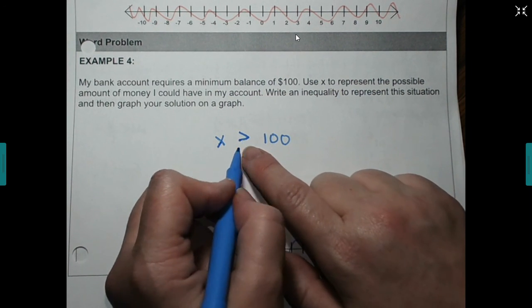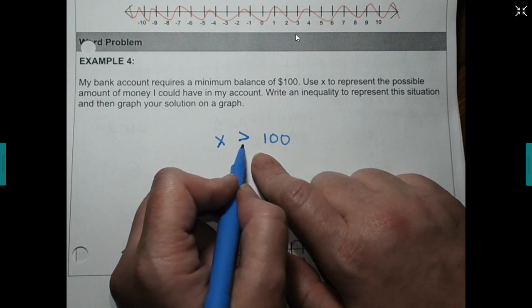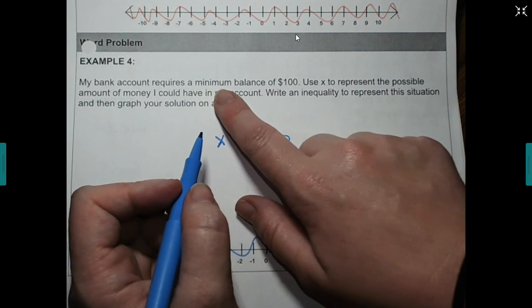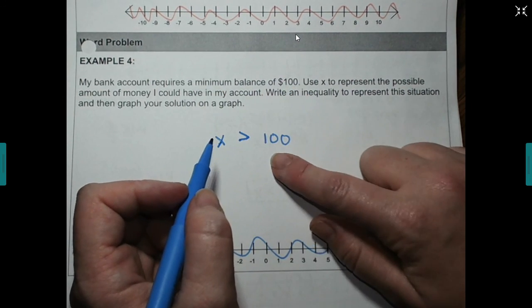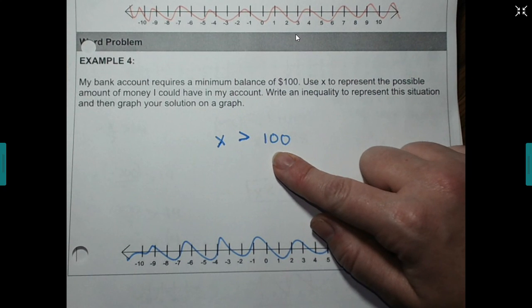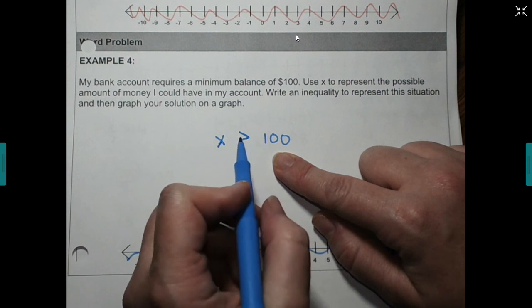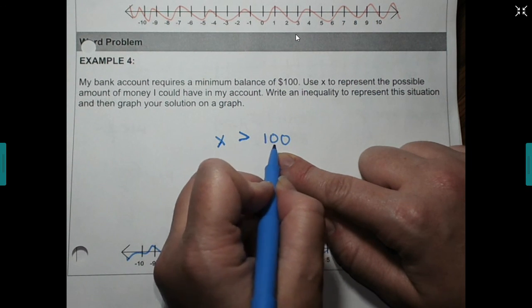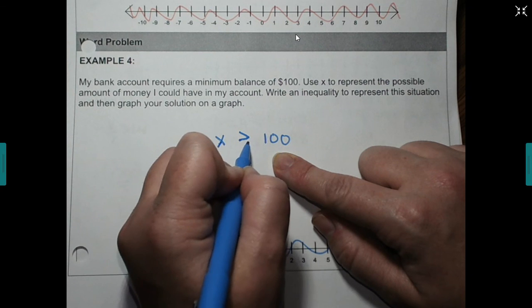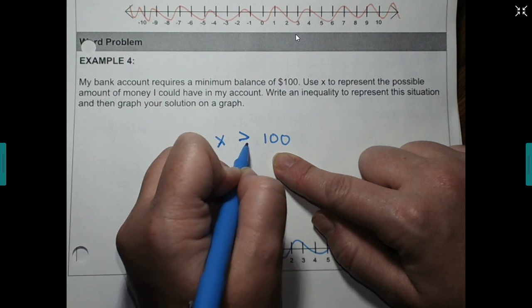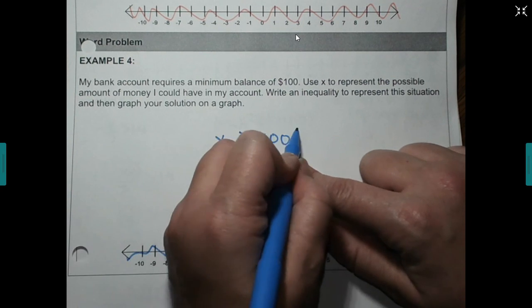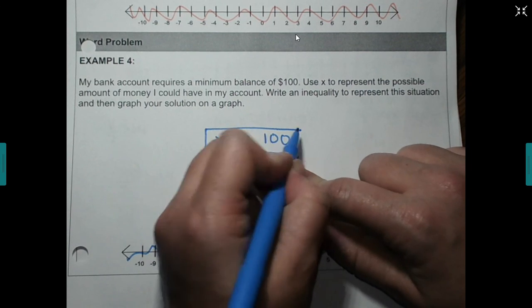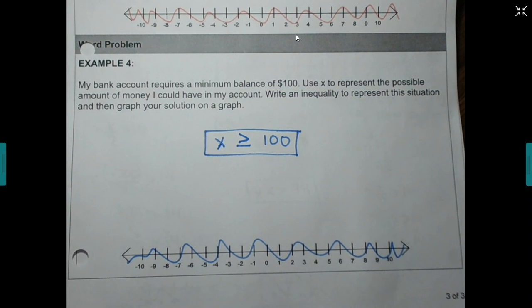But then let's also think, because we have an option here. We could put an equal sign or we could not. So it says a minimum balance of $100. That sounds to me like I can have $100. Just like I was talking about, the minimum age to vote is 18. So I could have $100. So could X also be equal to 100? Darn sure it could. X has to be greater than or equal to 100.